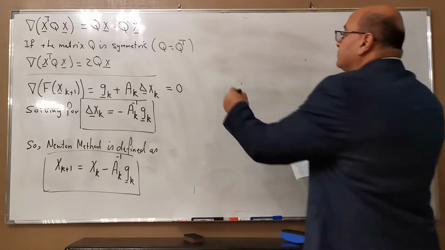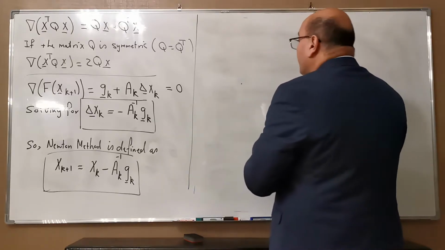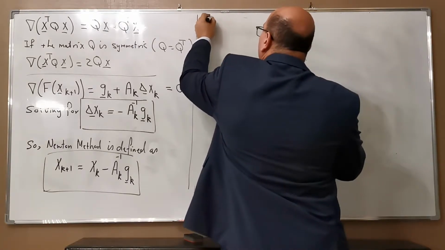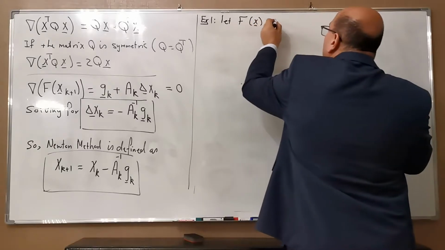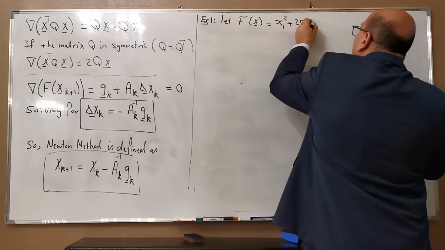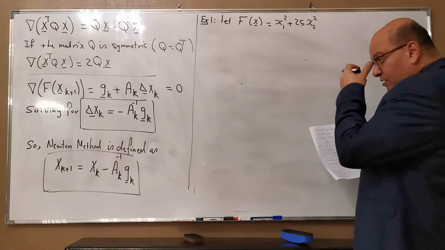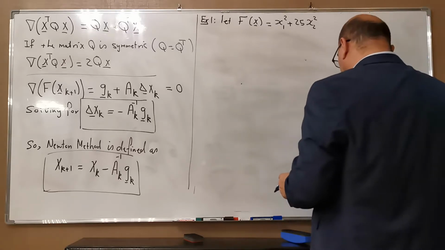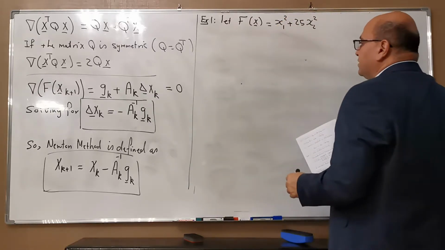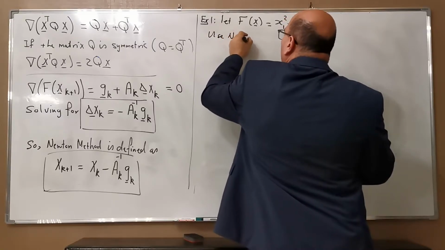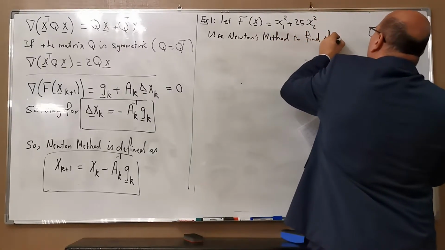I'm going to take the following example and solve it using Newton's method. So example 1, let f of x equal x1 squared plus 25 x2 squared. So this is a second order function. It's an elliptic function, the level curves or the contours are ellipses. Okay, we will use Newton's method to find the minimum of this function.